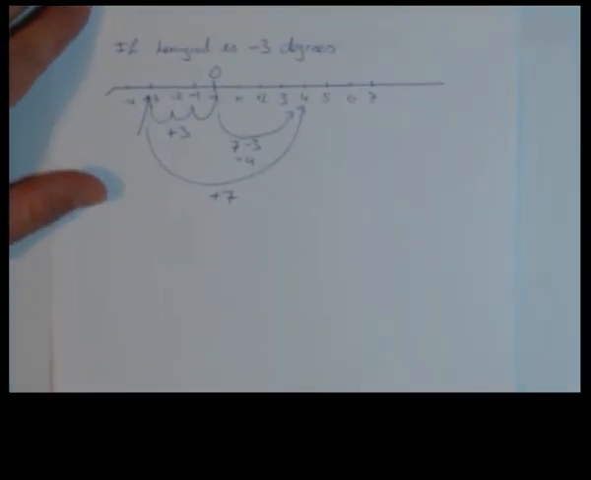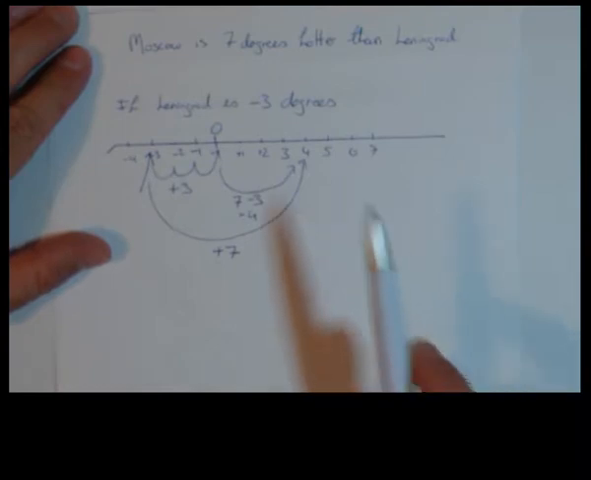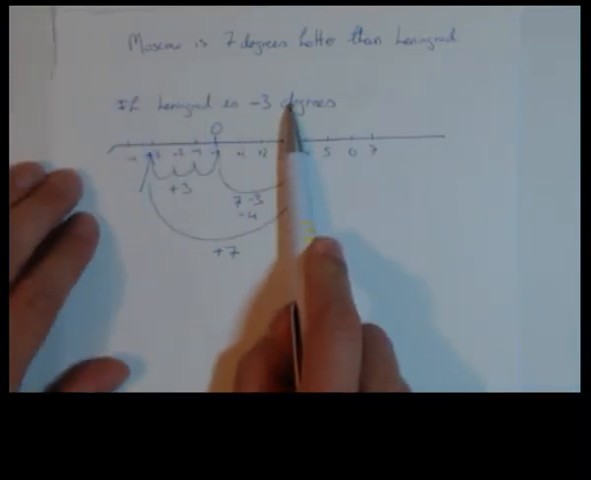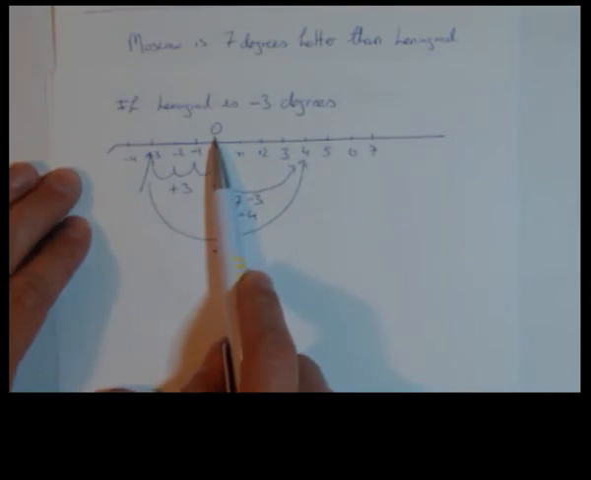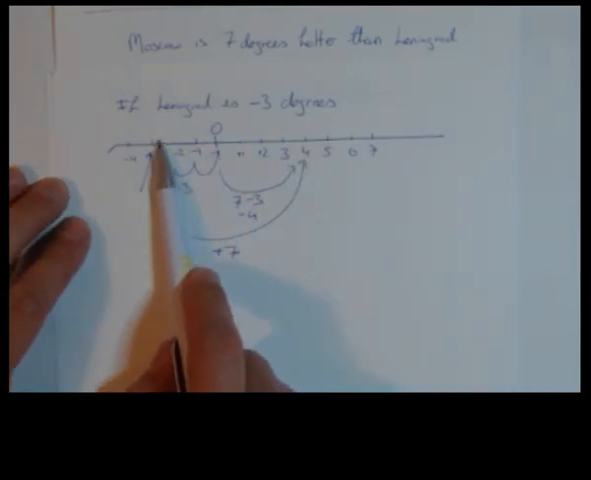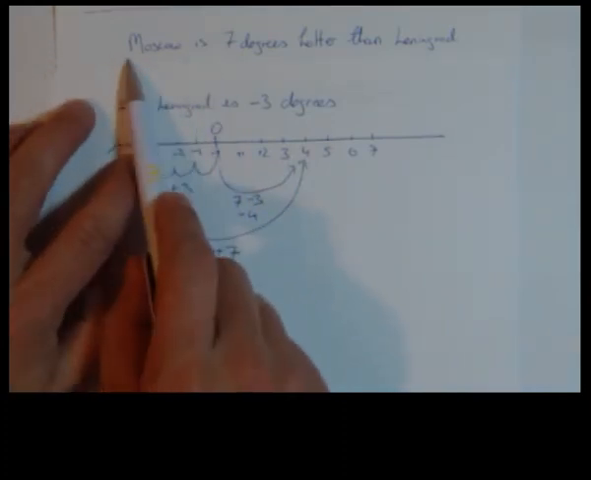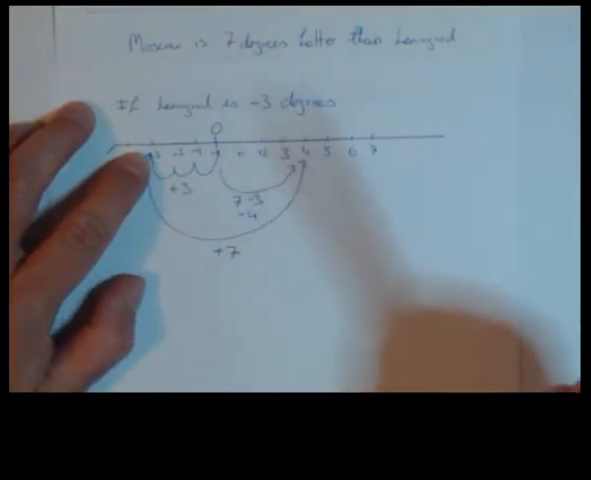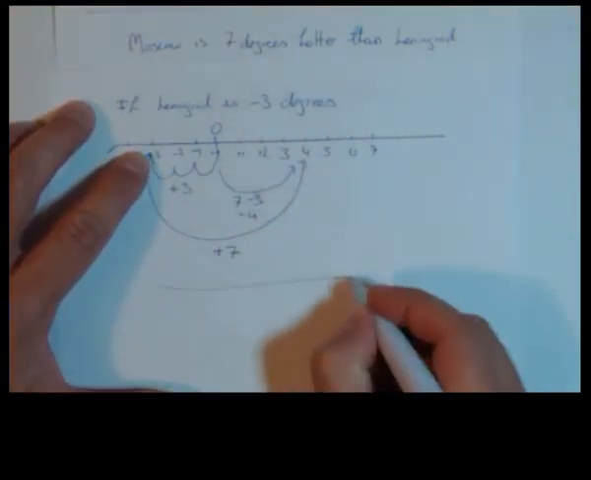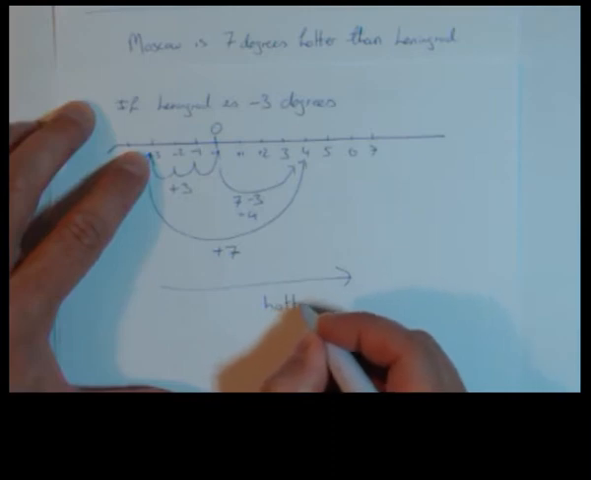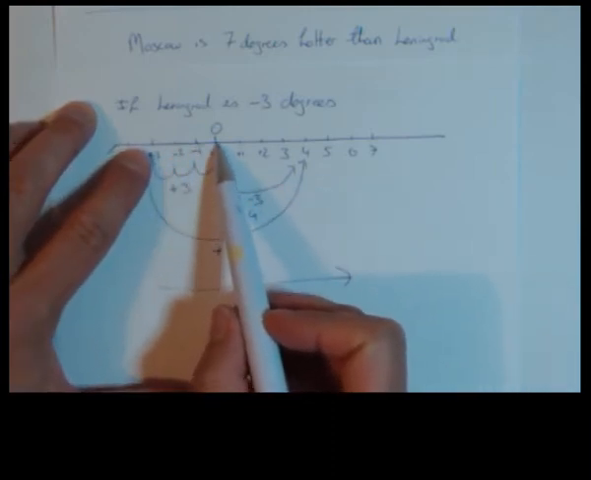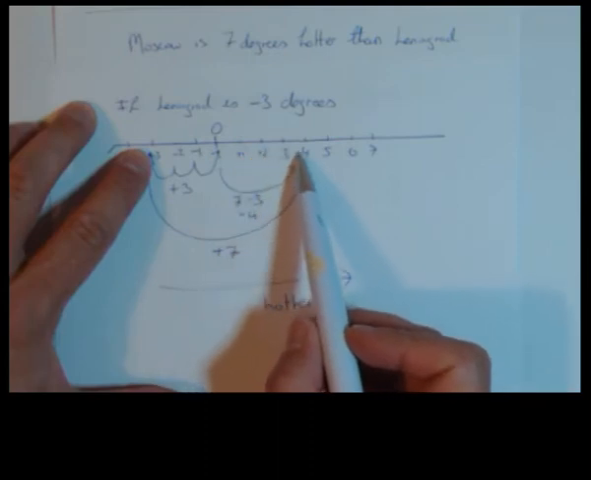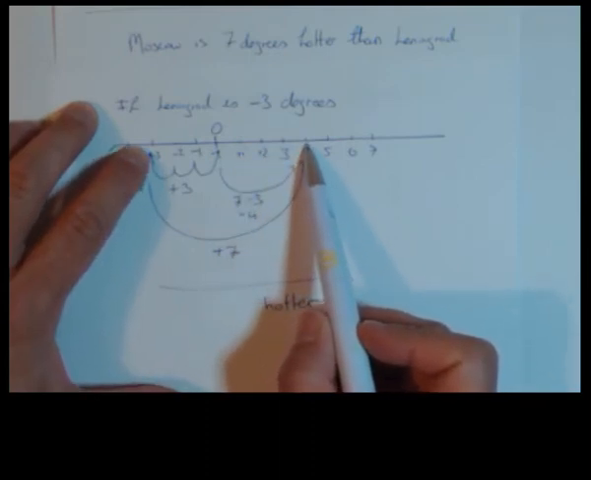But let's have a look at a slightly different idea. We're still thinking Moscow is 7 degrees hotter than Leningrad. But what happens if Leningrad is minus 3 degrees? Well, we know that minus 3 degrees means 3 degrees below 0. Down 1, down 2, down 3. So we want to know Moscow is 7 degrees hotter than Leningrad. So hotter is going to be in this direction. So we're going to go up 7. We're going to go up 1, 2, 3, 4, 5, 6, 7. We want to know where we end up.